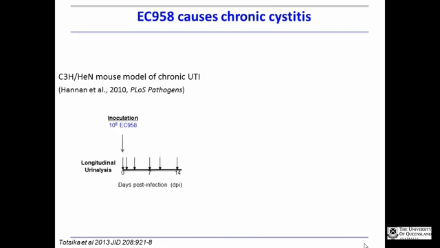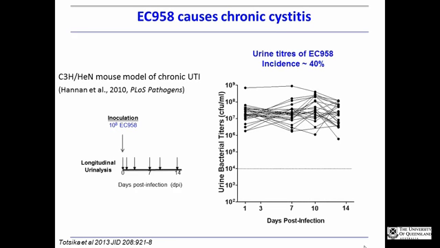What we then wanted to do was to ask the question whether or not this mannoside could treat chronic cystitis. So first of all, we had to establish a chronic cystitis model, and we did that together with our collaborators, by inoculating mice and following the number of bacteria in the urine over a 2-week period. And what we found is that over this 2-week period, there were around 40% of the mice that were infected that actually maintained a number of bacteria at around 10 to the 7 at all time points that we examined.